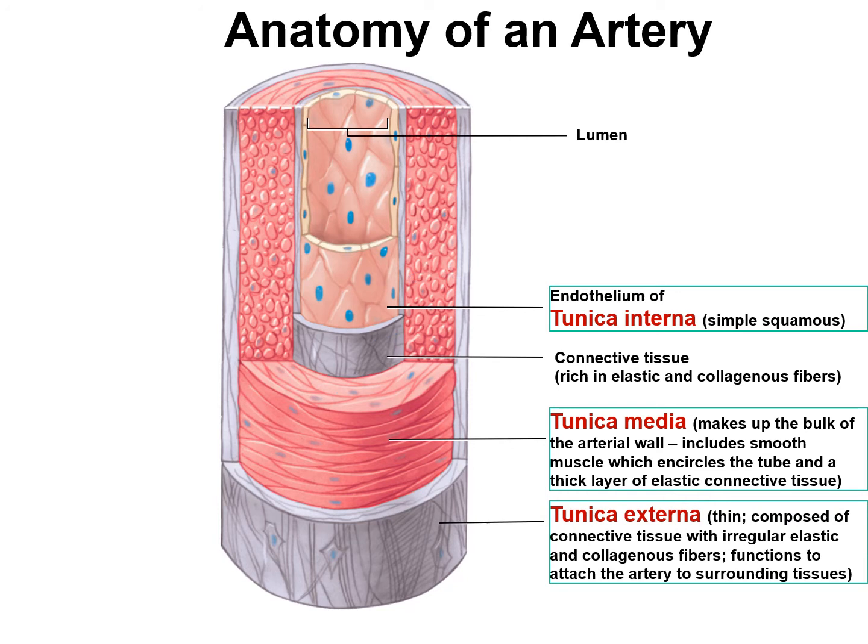Finally, the external-most layer of the artery, the tunica externa. This is not terribly thick. We do have some continued elastic fibers present, but we also have collagenous fibers, which again are strong. And this layer is really there mostly to help attach the artery to surrounding tissues. It kind of stabilizes the structure of the artery.